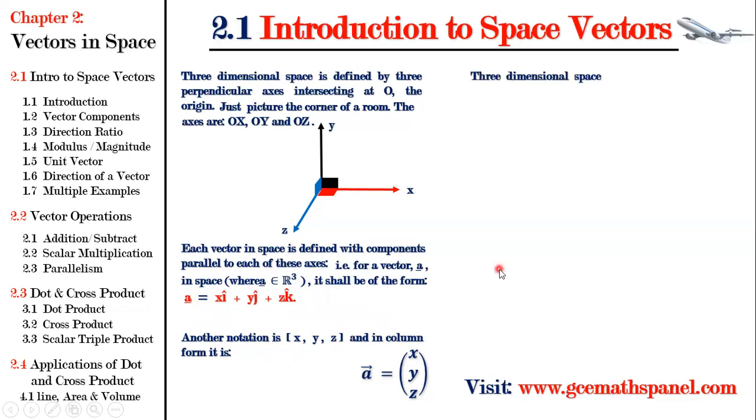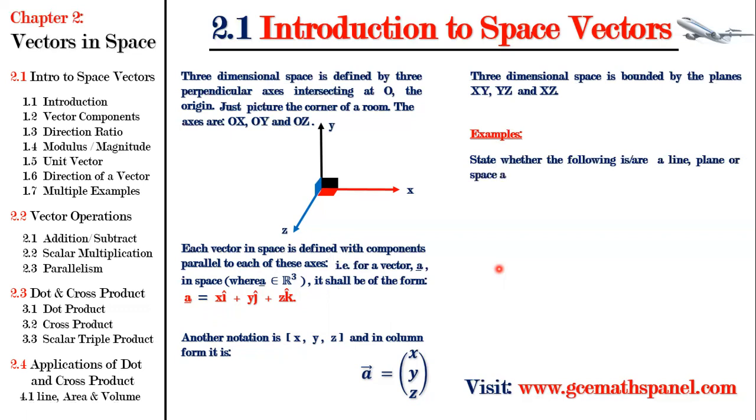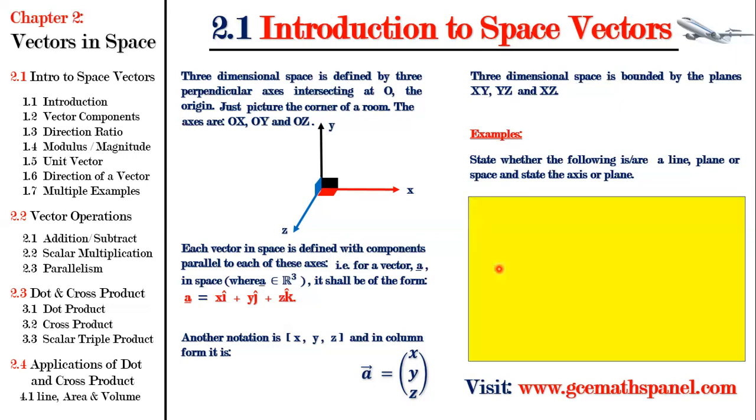Right, so the three-dimensional space is bounded by the planes xy, yz, and xz. Those are the planes that we have. Let's take some examples. State whether or not the following are a line, a plane, or a space, and state the axis or the plane. So if it is a line, give the name of the line. If it's on a plane, state the plane. And if it's in space, then that will just be enough to say it's in space.